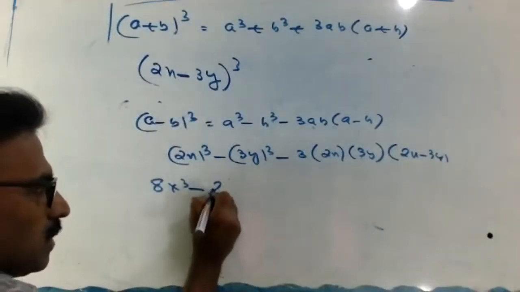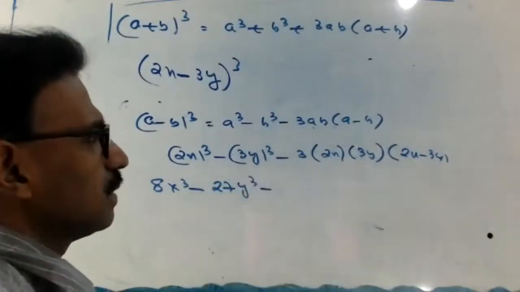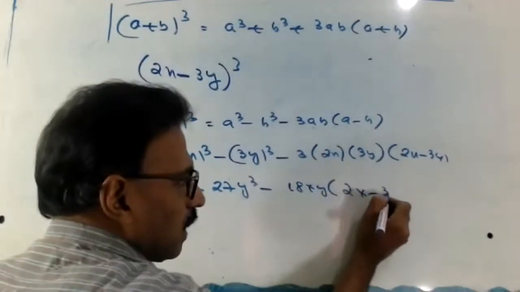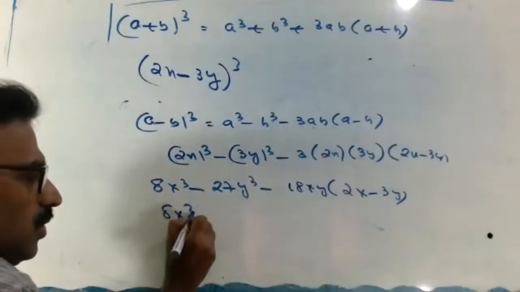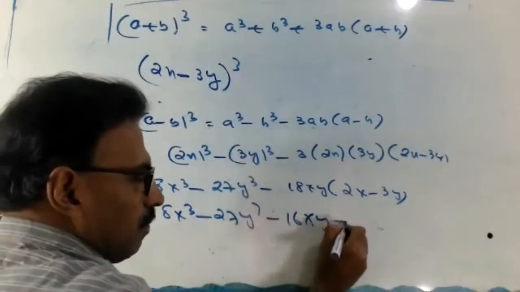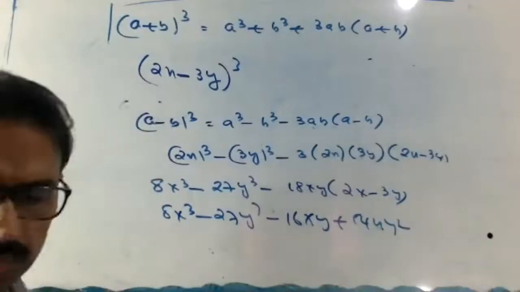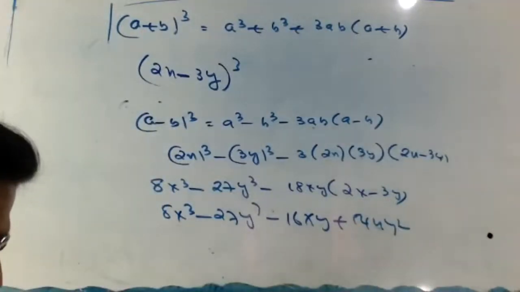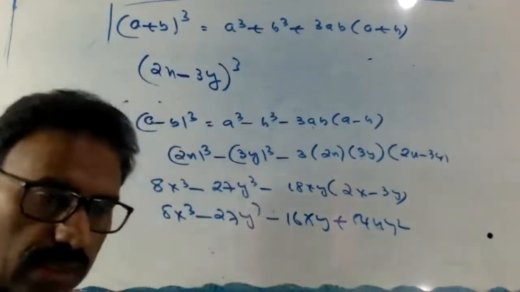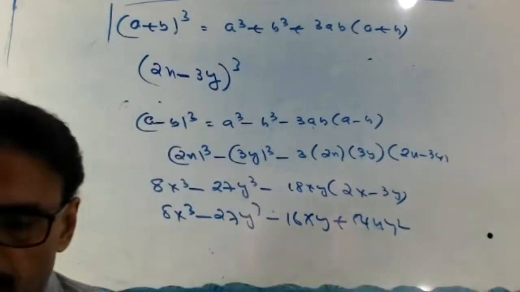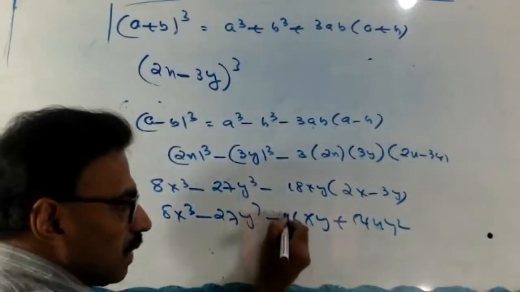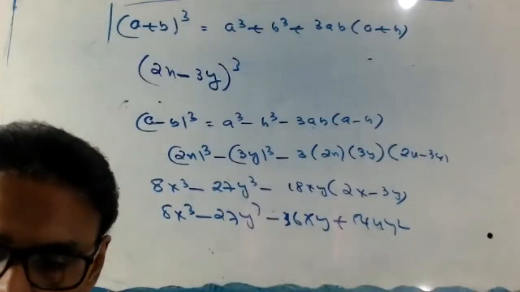8x cube minus 27y cube minus 18xy into 2x minus 3y. So 8x cube minus 27y cube minus 16xy plus 54xy square. Okay. Now I finished today's session. I have one doubt to clear this guy. Which one? Jay, ask me one doubt here. Okay. Minus 36xy. Yeah, correct. Minus 36. It's correct. Right. Your observation is correct. Okay.